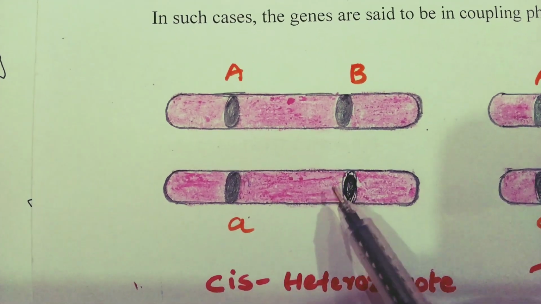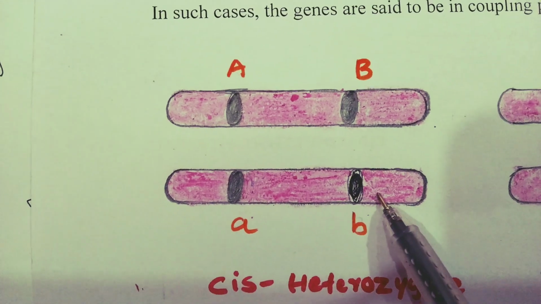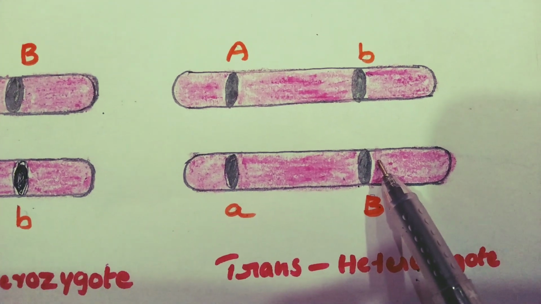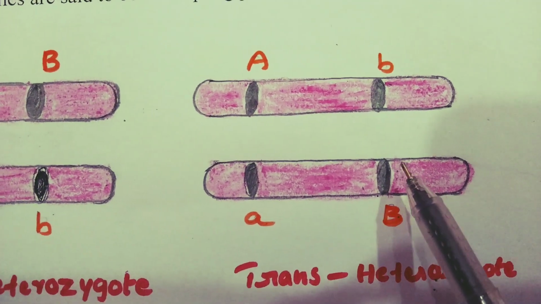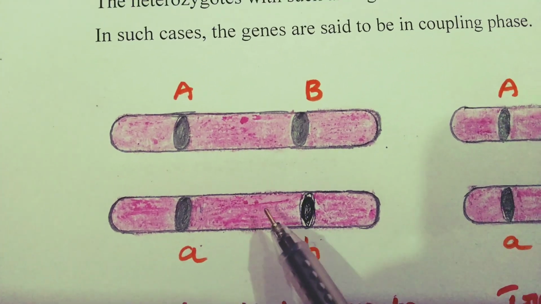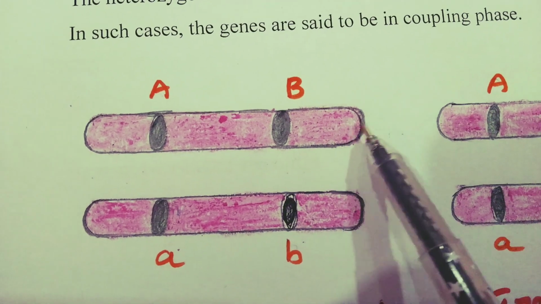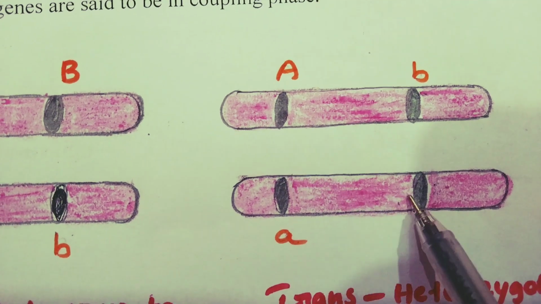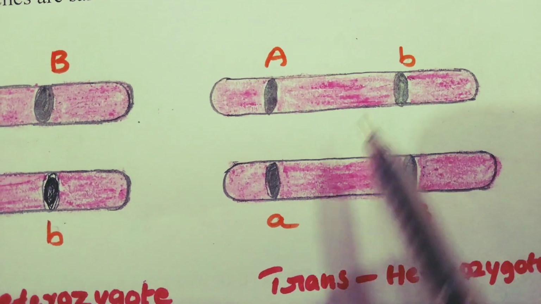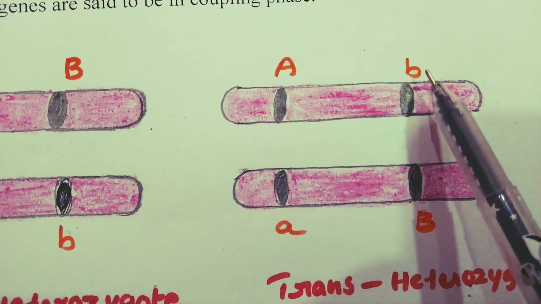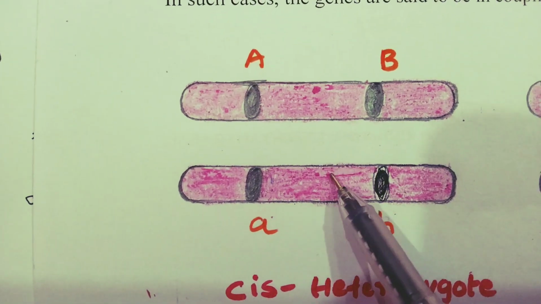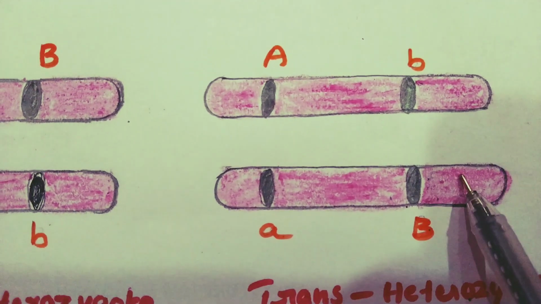Cis configuration chromosomes show a coupling phenomenon, but trans arrangement heterozygotes show repulsion. Repulsion means they tend to separate. They go as they are to the next generation, but they show separation during the formation of gametes. These two are separated, and these two are separated. Why? Because one is dominant, one is recessive, one is recessive, one is dominant. That's why. So this is called cis arrangement and this is called trans arrangement.